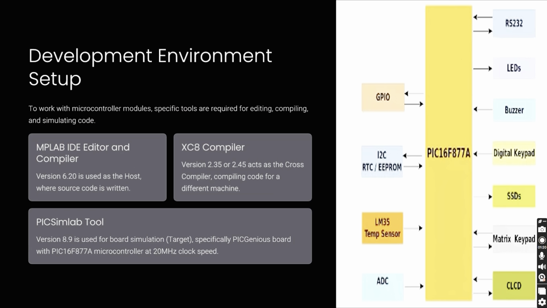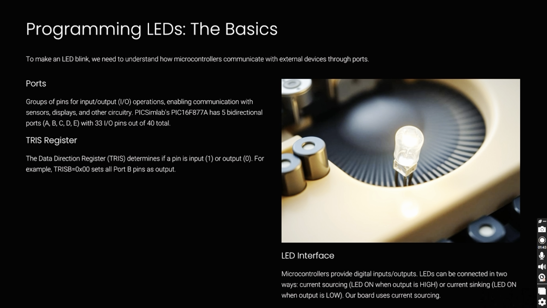For this internship, I used MPLAB IDE to write and edit code, the XC8 compiler to convert code to machine language, and PICSimLab to simulate hardware like the PIC16F877A microcontroller. LEDs are controlled using microcontroller ports. TRIS registers decide whether a pin is input or output. It is called the data direction register. Port registers send on or off signals to LEDs. A simple program turns LEDs on and off with a delay to make them blink.